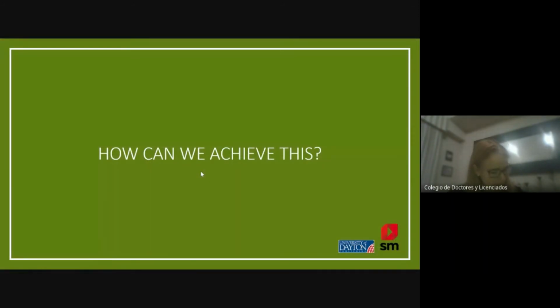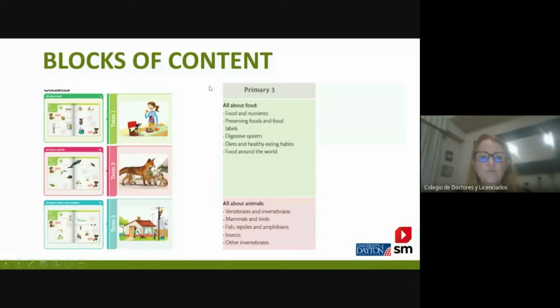So, how can we achieve this? First of all, working through blocks of content and not through units. So traditionally, we work through units. Again, separated, isolated. If we integrate them into blocks, it makes more sense for children. For example, the first block here, this term 1, is all about food. Food and nutrients, preserving, digestive system, diets, and food around the world.